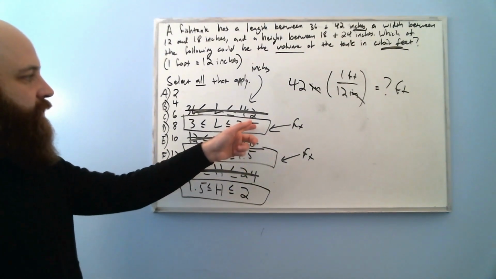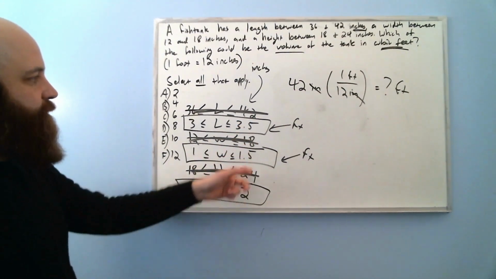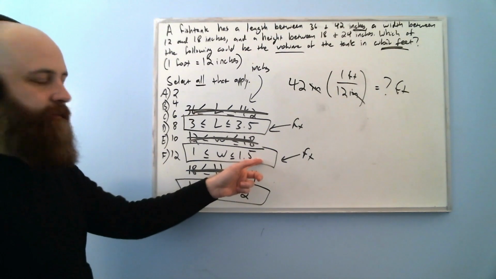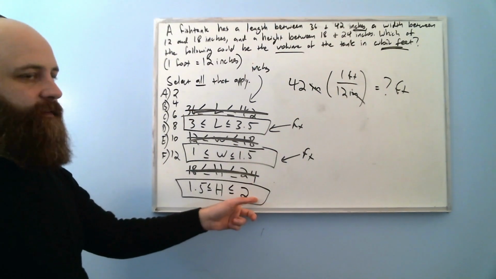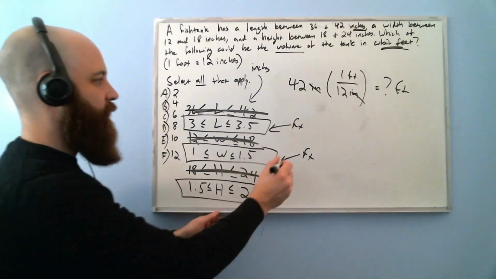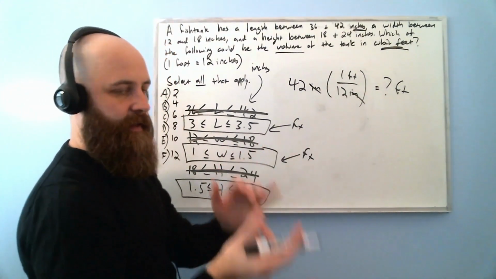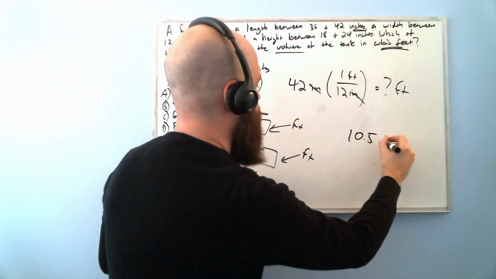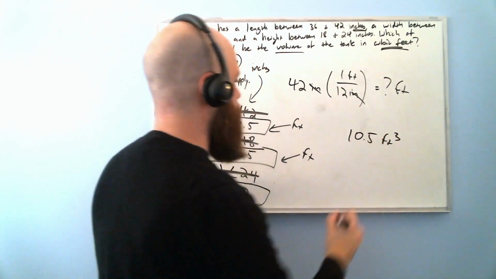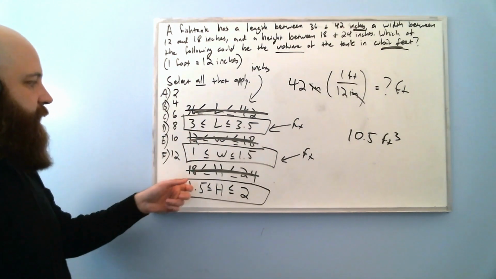Okay, so length times width times height gives me volume. 3.5 times 1.5, no thank you. How about 3.5 times 2? Okay, that's 7. Great. 7 times 1.5, well, that's just add 3.5 to 7. So my maximum is 10.5 feet cubed. That's my maximum volume. Do the same over here.